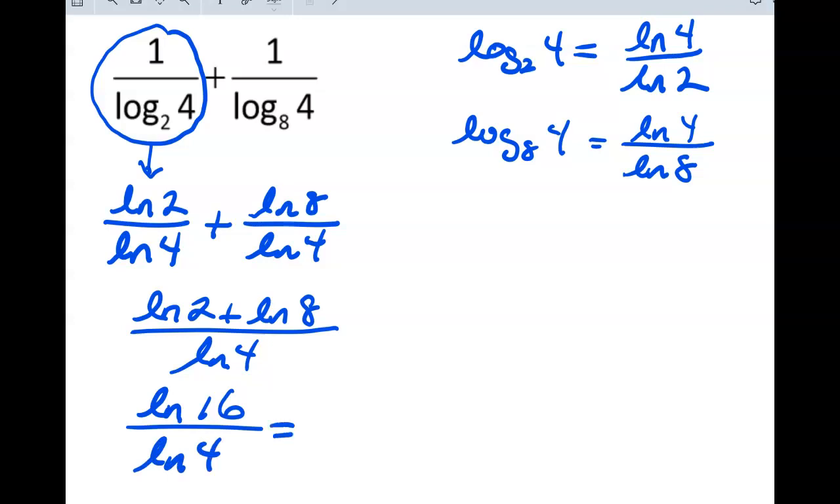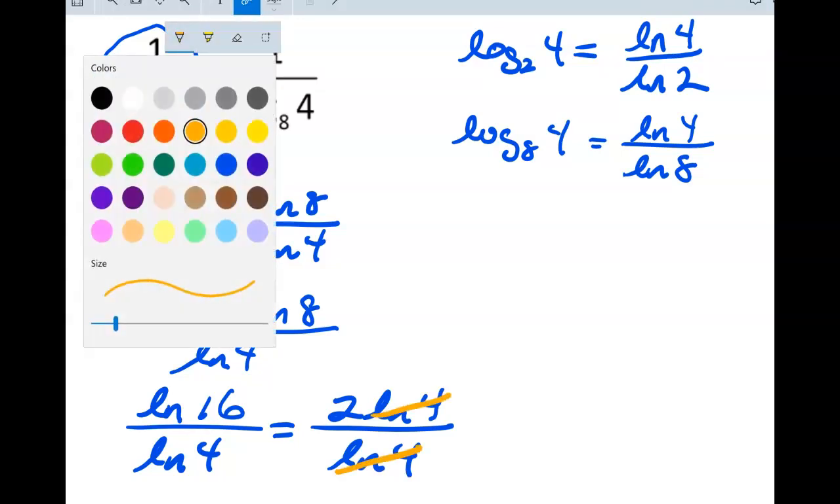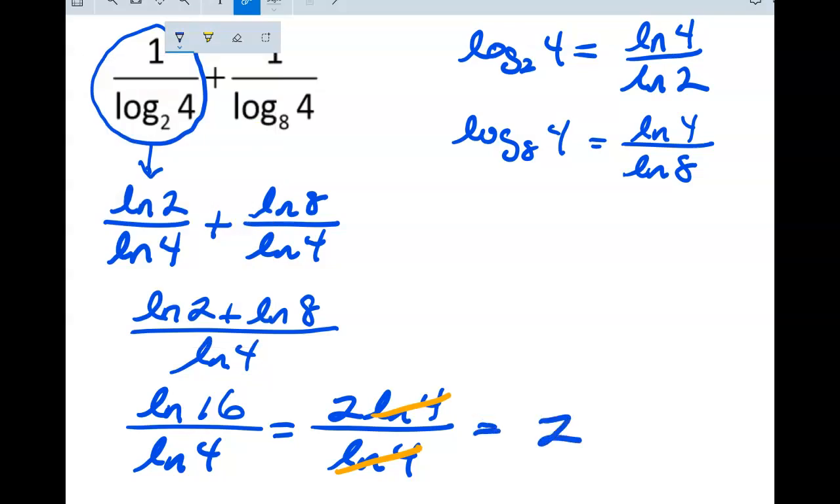And then we can use our power property on this. If we want to, we can write 16 as 4 squared, and that will be 2 times the natural log of 4 when we fly down that exponent. And we can simply cancel those common factors of ln 4. That means that this result is 2.